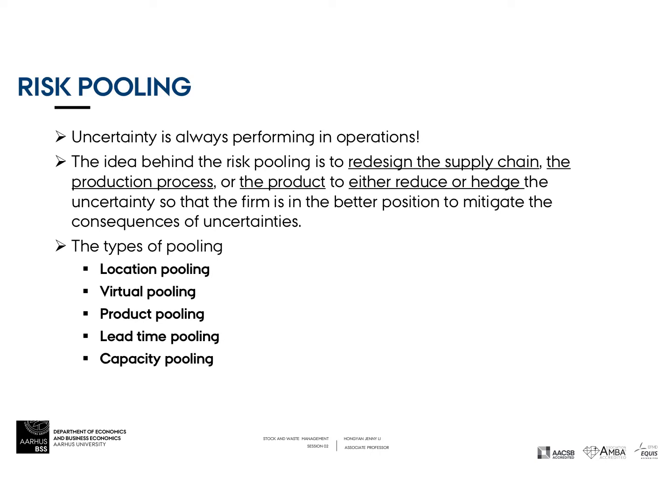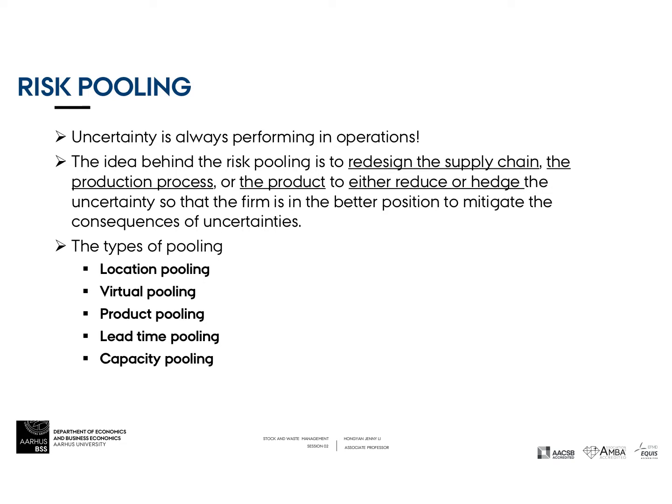We know the real operations environment is always uncertain or stochastic. So the idea behind risk pooling is to redesign the supply chain, the production process, or the product, to either reduce or hedge the uncertainty, so that the firm is in a better position to mitigate the consequences of uncertainties. Then we can talk about risk pooling from different perspectives.